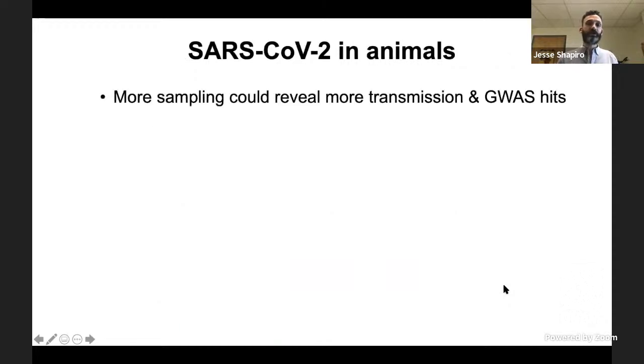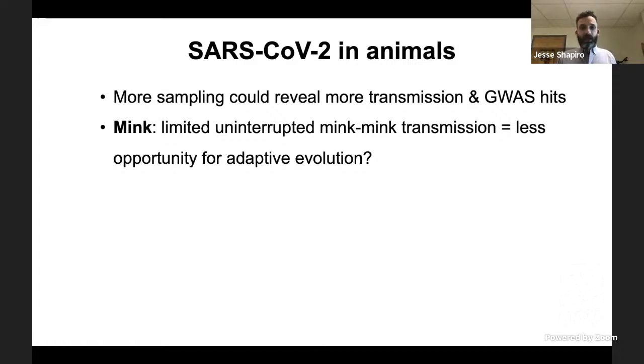Just to summarize this part, I keep stressing, with more sampling, we could reveal more transmission events and more GWAS hits. This is really based on the current state of available data. In mink, there might be limited uninterrupted mink-to-mink transmission, meaning there's more transmission of minks to humans and then possibly back to mink. So perhaps due to this limited uninterrupted transmission, there's less opportunity for adaptive evolution. That could explain the relatively small number of GWAS hits, if we can use that as a measure of adaptive evolution.